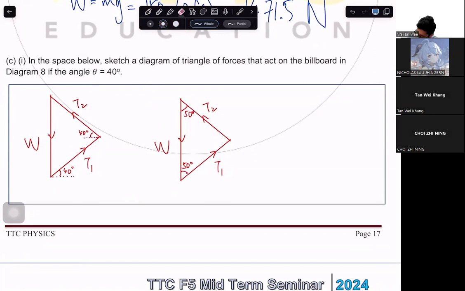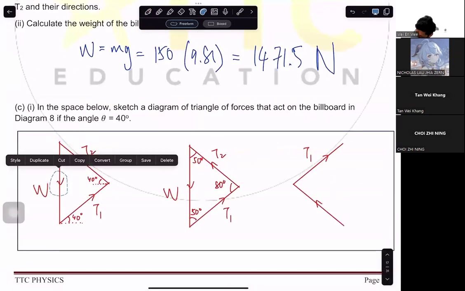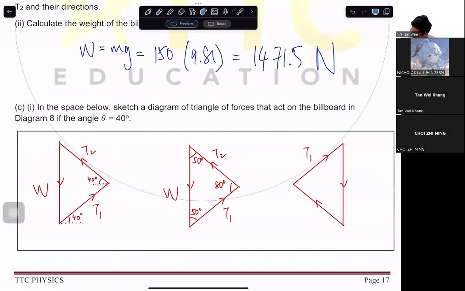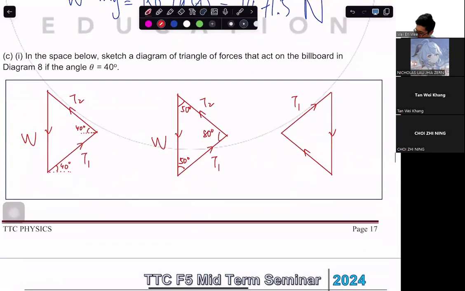And then this is 80, because total must be 180. Okay, yeah. There's a second option for your triangle, which is this way, but it is exactly the same answer. It doesn't really matter. In case some of you drew this triangle and you're wondering whether it's correct or not, it's correct. Okay, it's not wrong, it's correct. Same triangle.